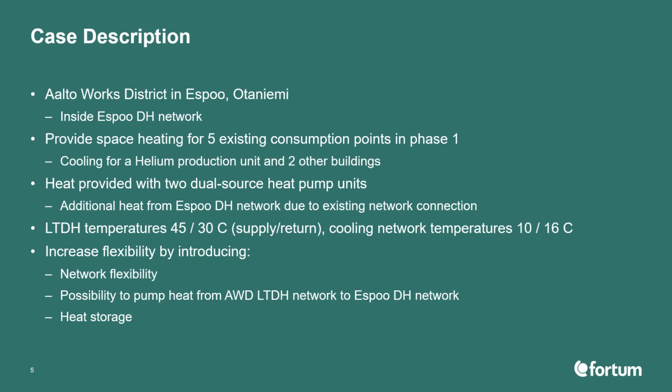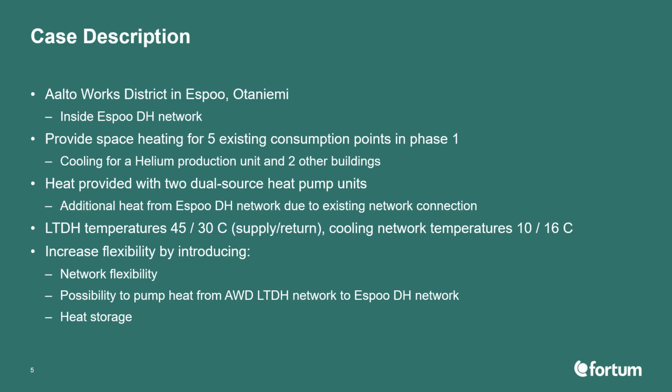The heat and the cooling are provided with 2 dual source heat pump units. If the heat pump units fail to provide enough heat, for example, if the ambient air is too cold, it's possible to utilize heat from the Espoo district heating network because of the existing network connection in the buildings. The temperatures of the network are 45 and 30 Celsius on the heating side, and the cooling network is 10 and 16 respectively.